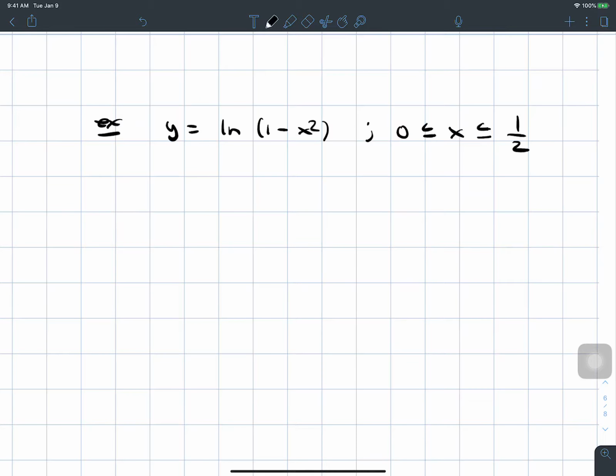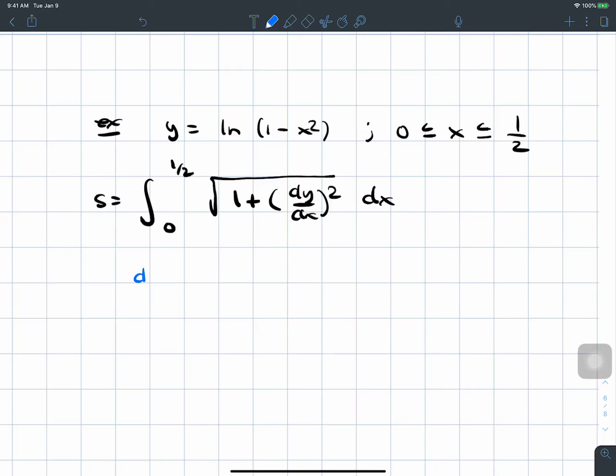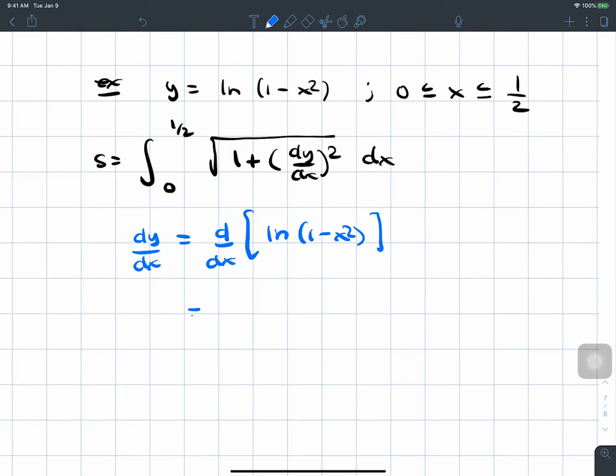Let's go with the process. Now, the arc length formula. Integrate from 0 to 1/2 of the square root of 1 plus (dy/dx) squared dx. We need dy/dx, so differentiate natural log of 1 minus x squared, okay? And here, of course, you're going to use chain rule, which would be 1 over 1 minus x squared times the derivative of 1 minus x squared. And this is by chain rule.